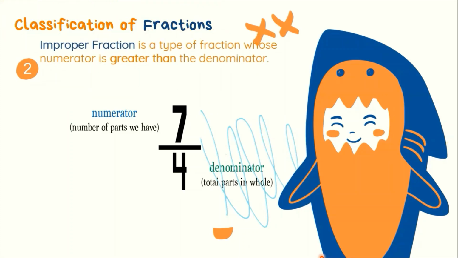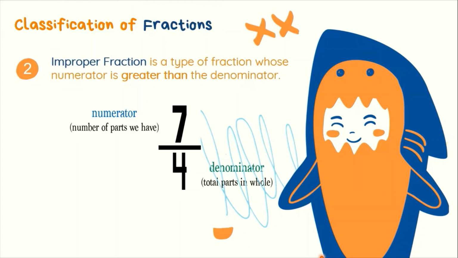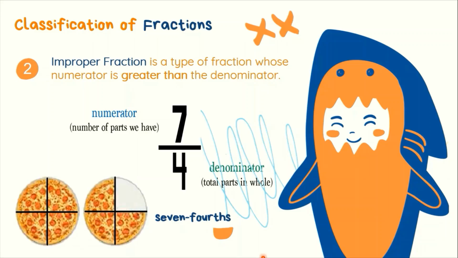Another fraction is called the improper fraction. This is a type of fraction whose numerator is greater than the denominator. So this is an example of the improper fraction. Kung mapapansin natin, mas mataas na yung kanyang numerator, which is 7. Mas malaki siya sa kanyang denominator, which is 4. This is read as 7/4. This is how it looks like.